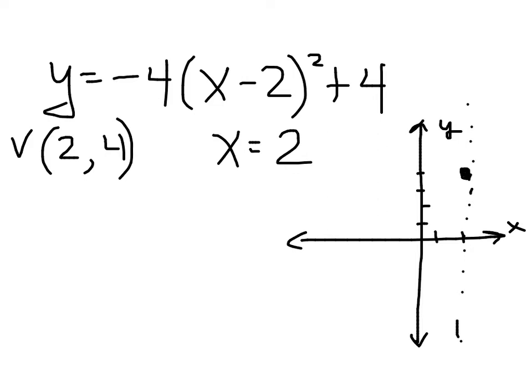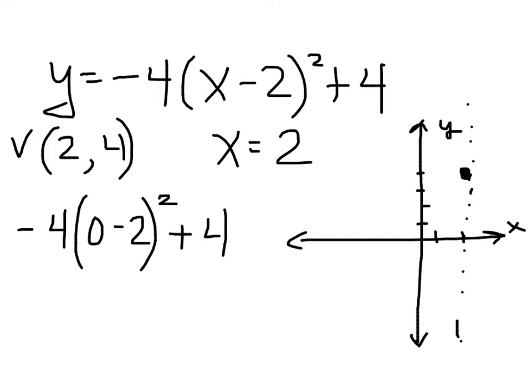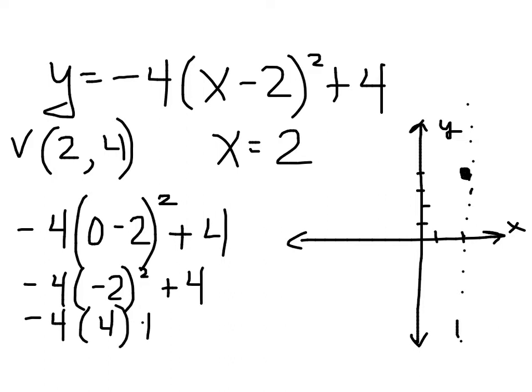I'm going to not even listen to you, and I'm going to pick 0. Just because I want to be different than you. So -4 times 0 minus 2 squared plus 4. When you simplify this, what's 0 minus 2? -2. What's -2 squared? 4. What's -4 times 4? -16 plus 4.